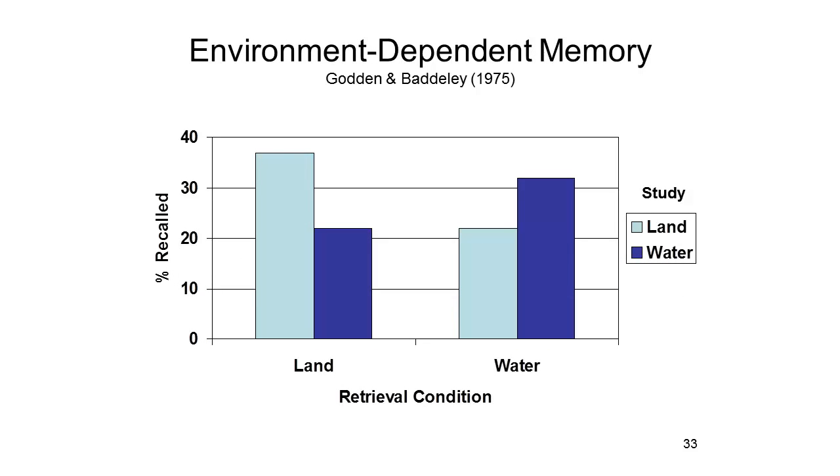And there's also environment-dependent memory. In this study, a group of scuba divers studied a list of words either on land or 25 feet underwater. The subjects were then divided in half, and half of each group was tested either on land or back underwater. Memory was best if the environment at the time of test was the same as the environment at the time of study.